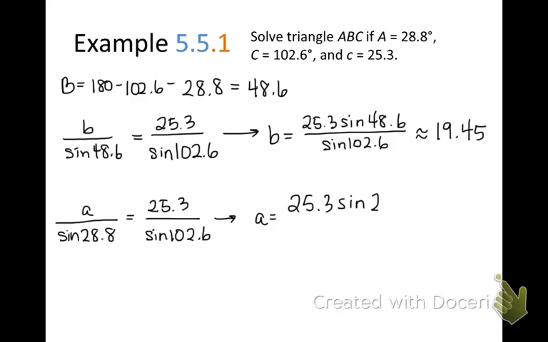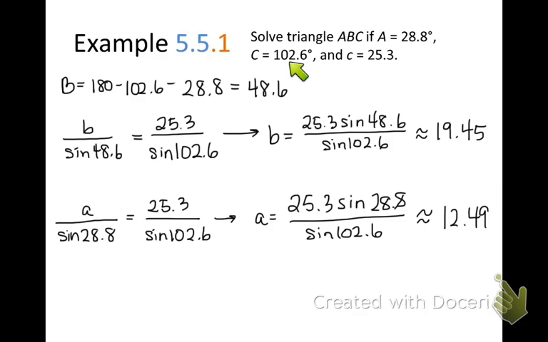So we're doing 28.8 instead of 48.6 divided by the sine of 102.6. What did you guys get? What is something you can do to check to see if these are reasonable numbers? Your smallest angle should be across from the smallest side. So in other words, what's my largest angle?